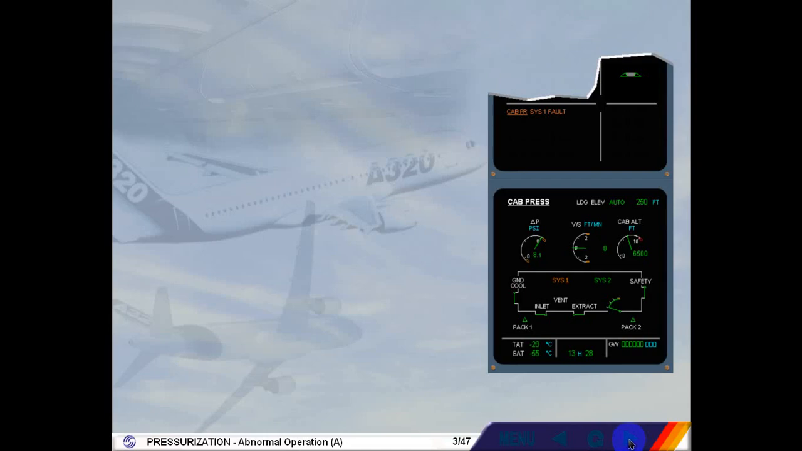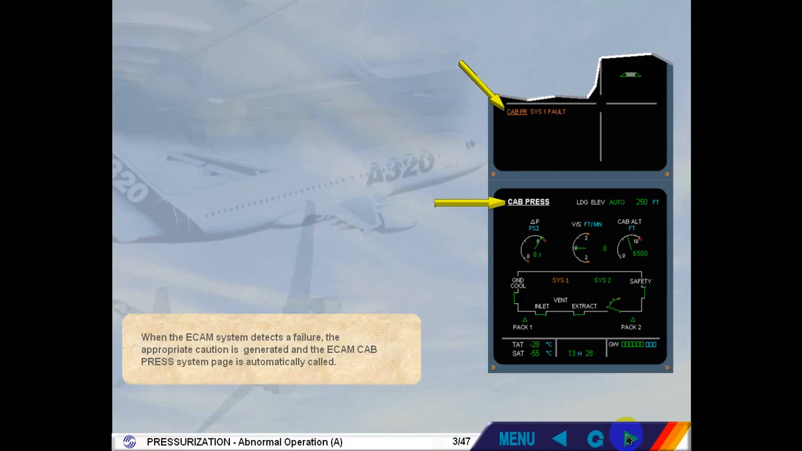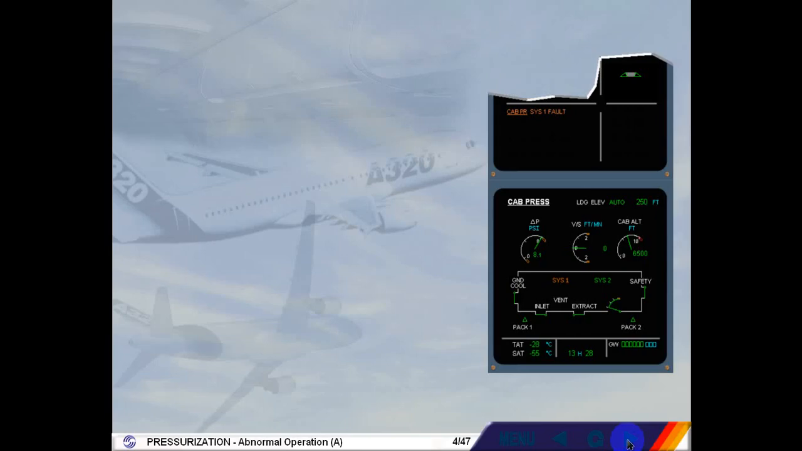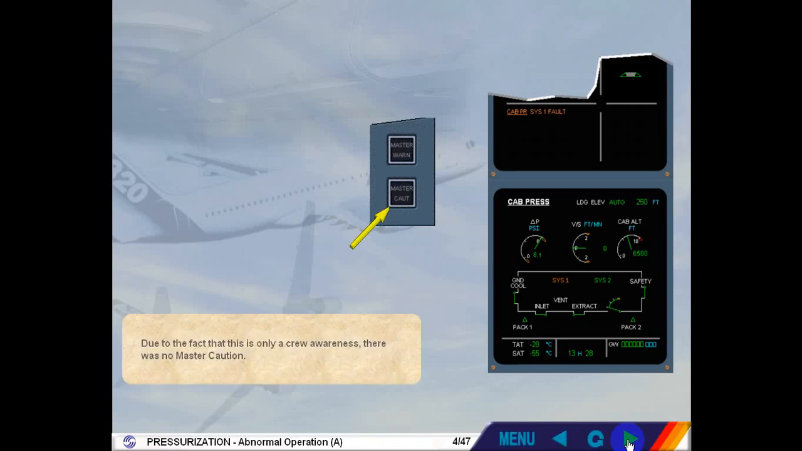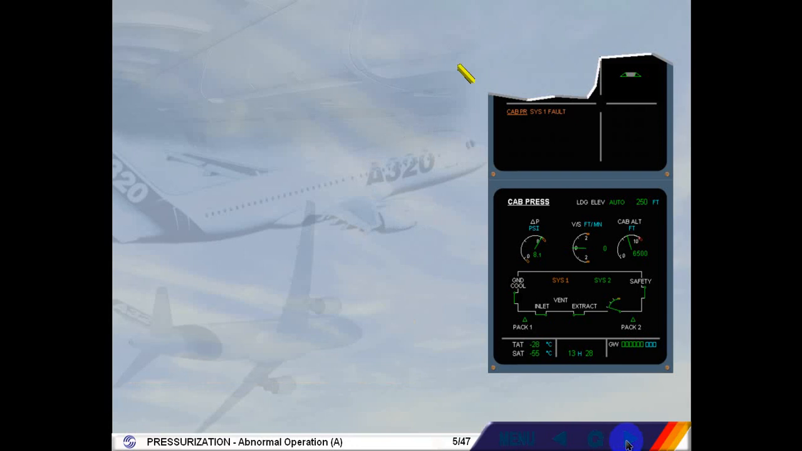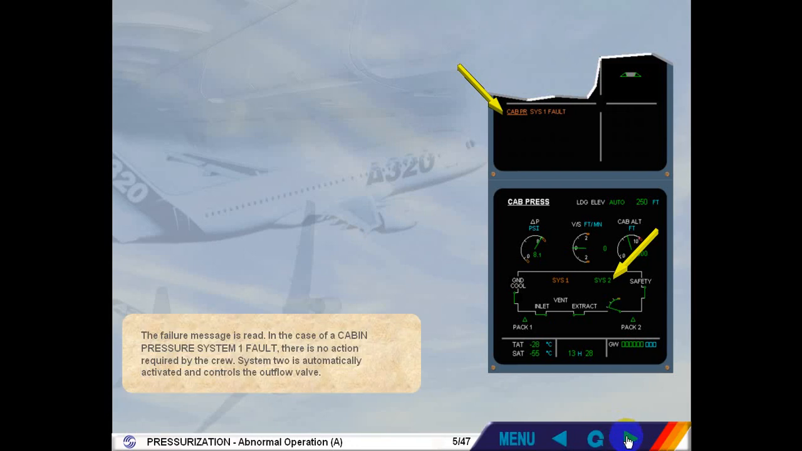When the ECAM system detects a failure, the appropriate caution is generated and the ECAM cabin pressure system page is automatically called. Due to the fact that this is only a crew awareness, there was no master caution. The failure message is red. In the case of a cabin pressure system 1 fault, there is no action required by the crew. System 2 is automatically activated and controls the outflow valve.